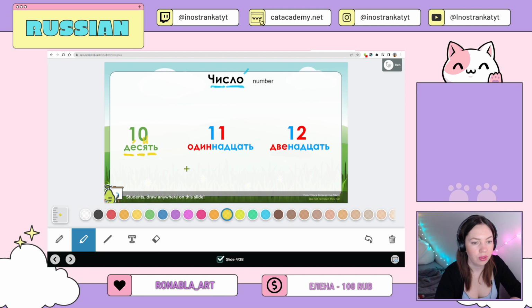Next one, all of the numbers from 11 to 19, including 19, they follow the same pattern. So the digits, the ones, they should be the same as we learned in digits and цифры. And at the end, they will have the same kind of ending. So let's read them.